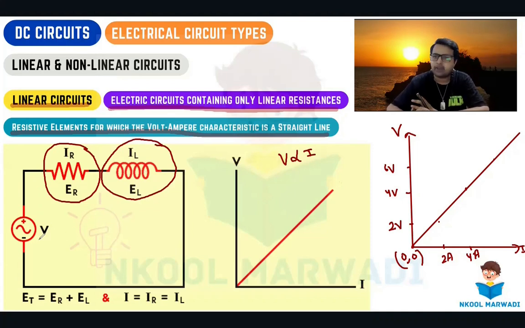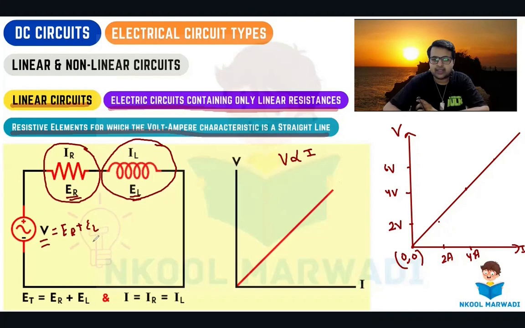If I take different voltages and measure the value of current, it will always follow a straight line, because here capital V will be equal to ER plus EL, because we know that whenever we introduce resistance or inductance in a circuit, a voltage drop takes place. So ER plus EL will be equal to capital V. This is very clear to us.